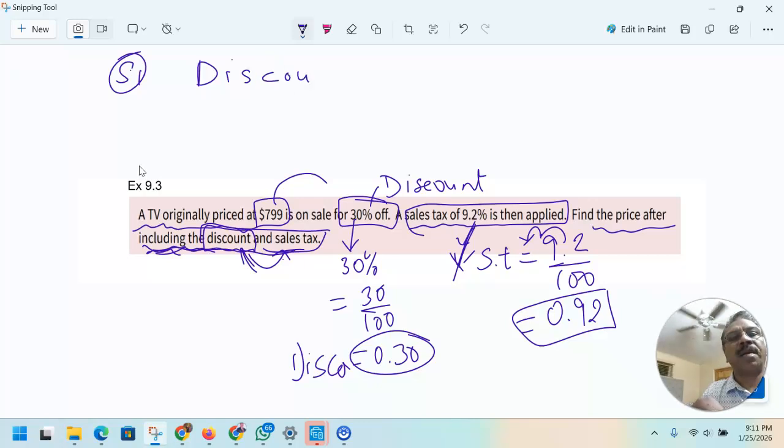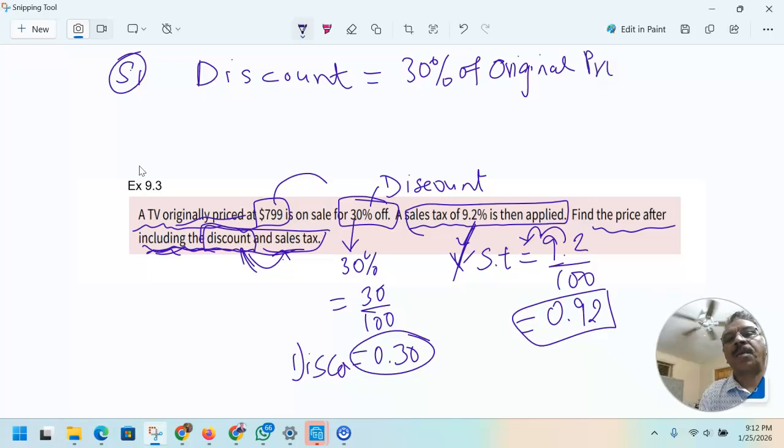How much discount did you get here? The discount is shown to you as 30% of the sales, so of the original price. So you write original price. 30% is 0.30 times the original price, which is 799. And if you work this out on the calculator, you get 239.7.